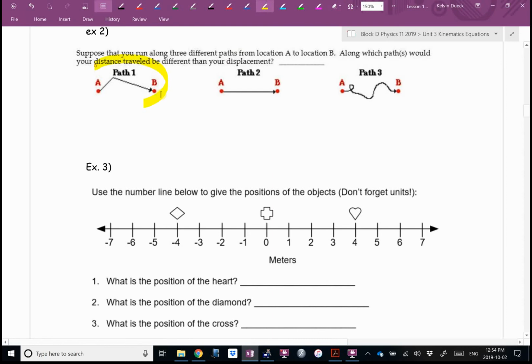So the two that don't, those two. Here, the distance would be the blue path. The displacement would be the straight path, the linear path, if you want to sound really nerdy. In path 3, the displacement will be the straight path. The distance would be that little curvy thingy.